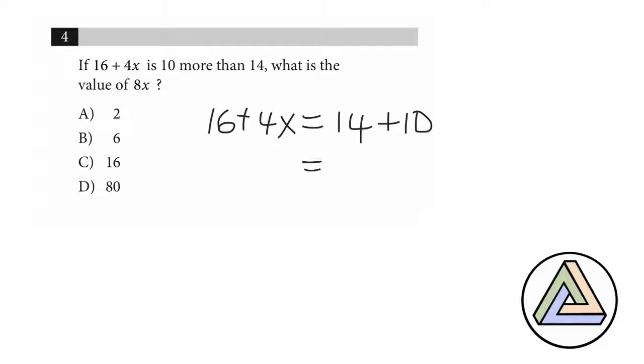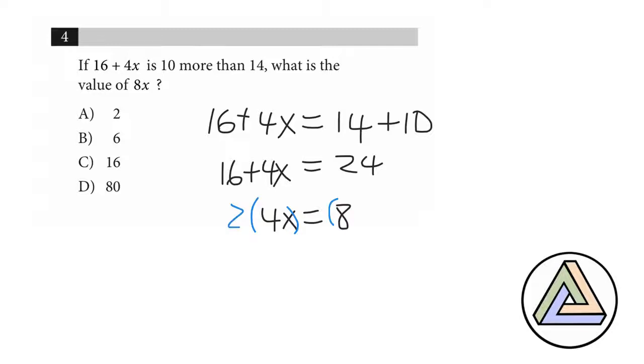And to be honest, a first step would be to add that 14 plus 10. So that's 24. 16 plus 4x. That's totally fine. Now, I'm going to subtract 16 from both sides, and I'm going to get 8, right? And they want 8x. Now, 8x is twice that, so I'm just going to multiply both sides by 2, kind of saving time that way. And then 8x we have on the left, and that clearly equals 16. Notice how they're not asking for x, they're asking for 8x, so that is the answer.